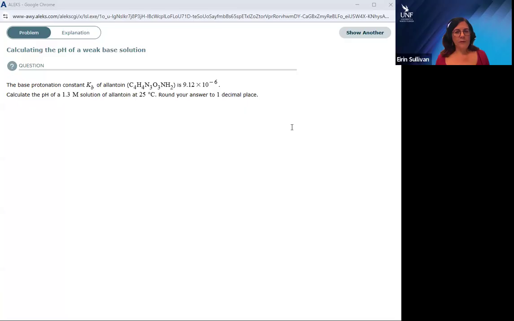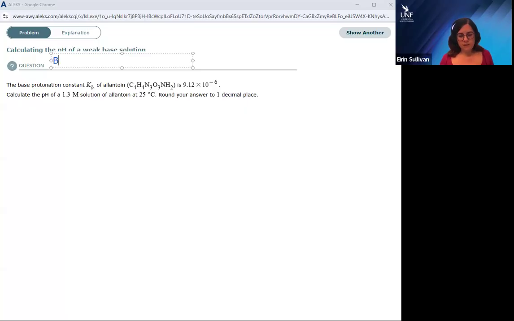Calculating the pH of a weak base solution. Okay, so we can take the same approach to this as we do for calculating the pH of a weak acid. So the first step should always be to write your base dissociation expression.